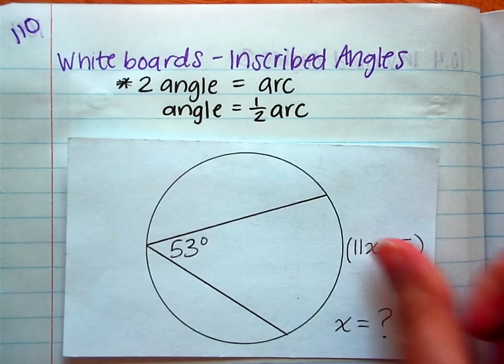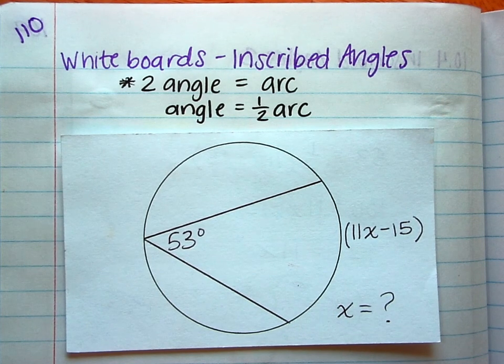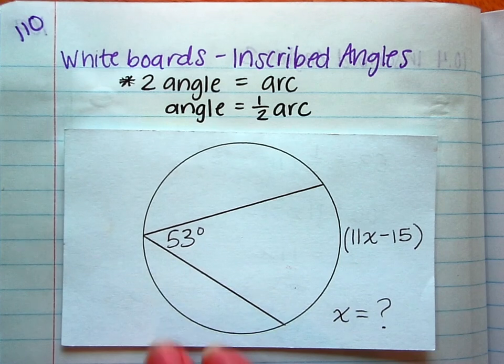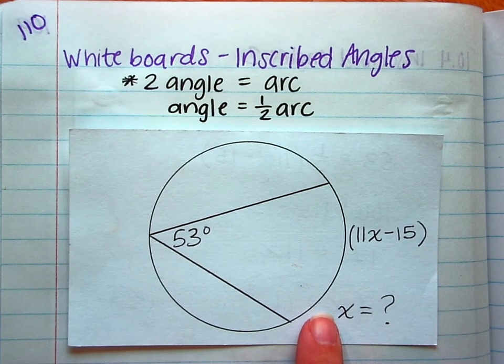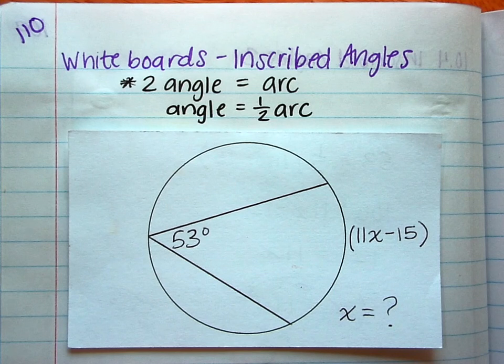Okay, the first problem we had was this one. The angle measure was 53, and the arc was 11x minus 15. So I'll leave this up for a few seconds before I flip it over in case you haven't solved it yet. And if you would like time to solve it, go ahead and pause the video.